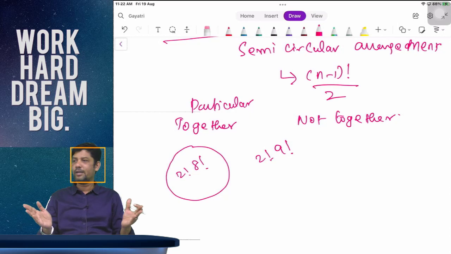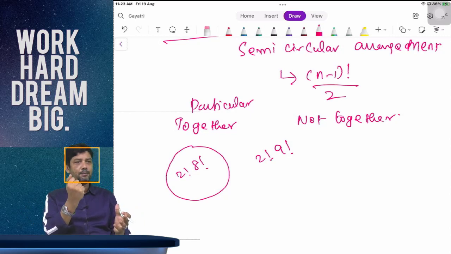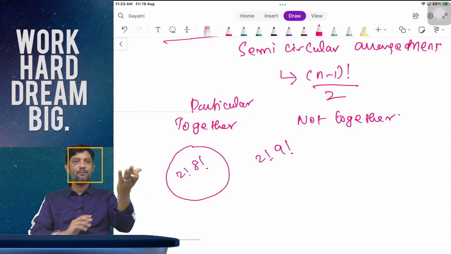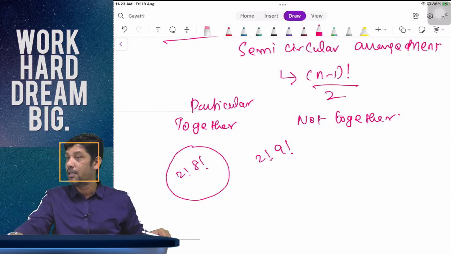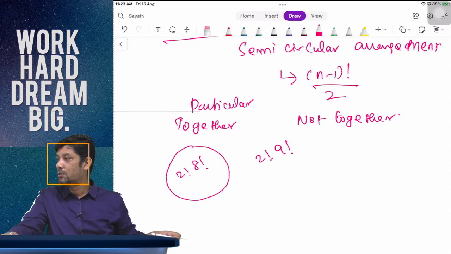So they can be arranged among themselves in 2 factorial ways. We'll keep them together, and the remaining 8 people are there. So in front of me, 9 units are there: 9 factorial into 2 factorial. Yes, correct. That is the practical approach. The mathematical approach is n factorial into r factorial minus 1. The practical approach is good. Go ahead with that.